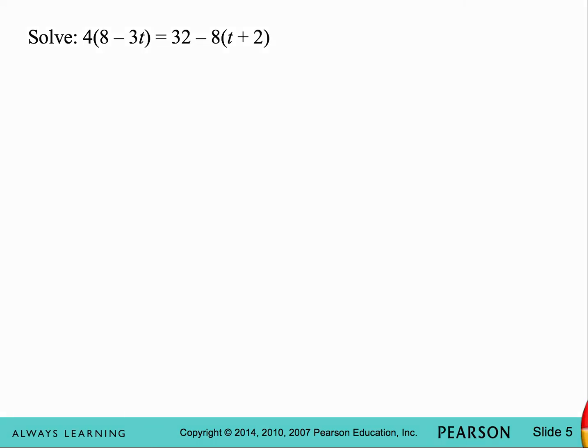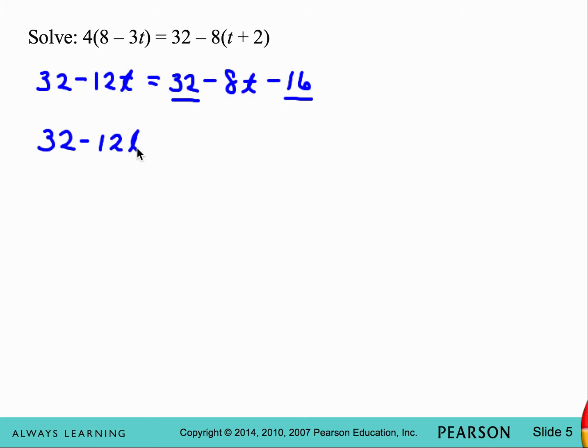Okay, no fractions, but I have parentheses, so let's distribute. 4 times 8, 32 minus 12t equals 32 minus 8t minus 16, right? Okay, here's some math that I can do. So let's do any math you can do on each side. There's nothing to do on the left-hand side because one's a constant and one's a variable term. So 32 minus 16 is 16 minus 8t.